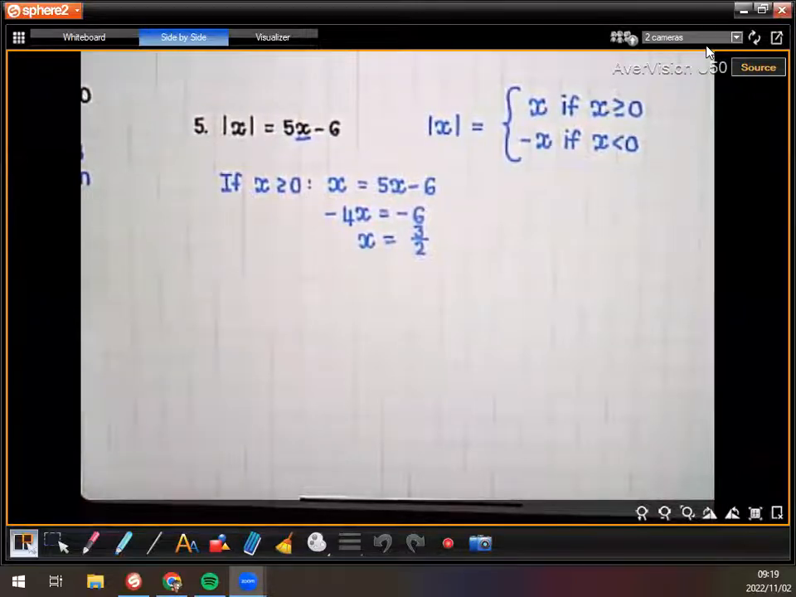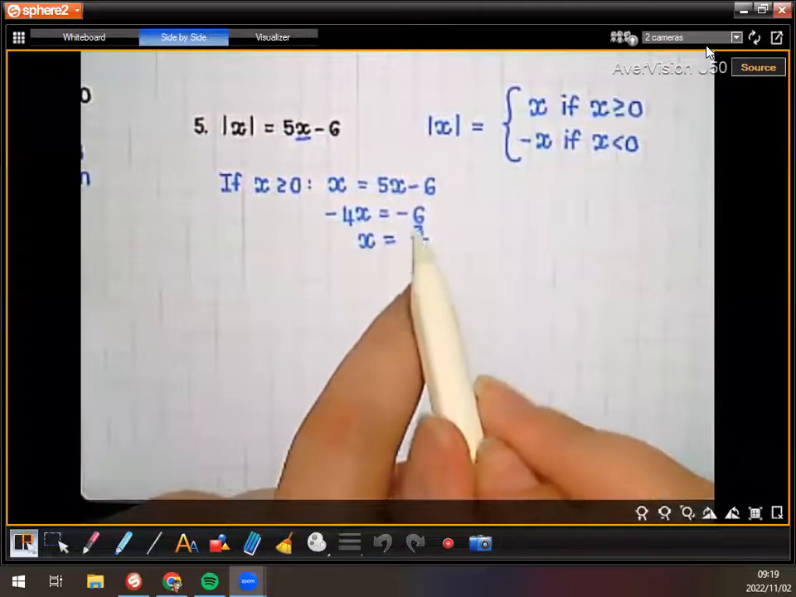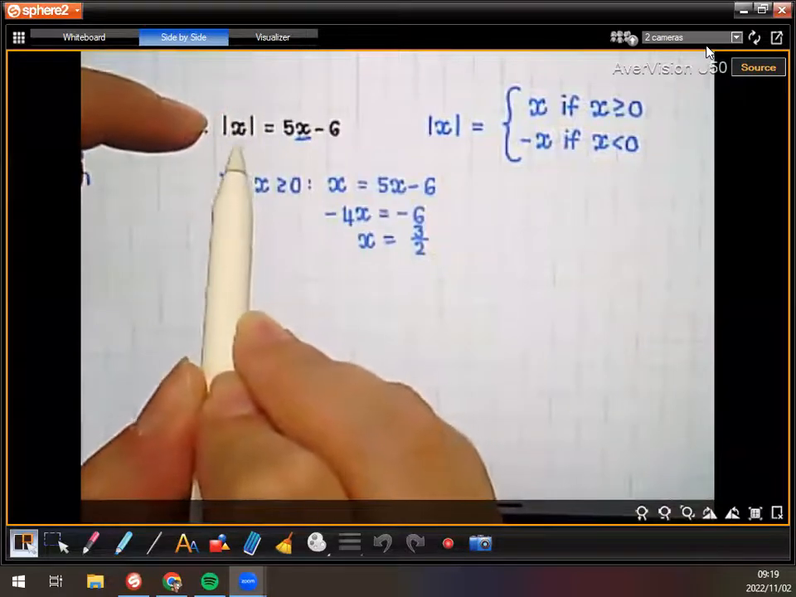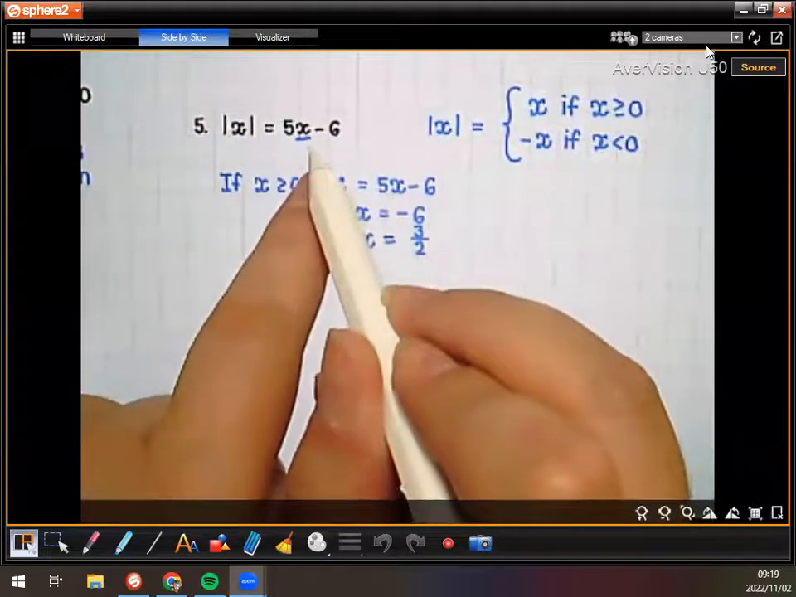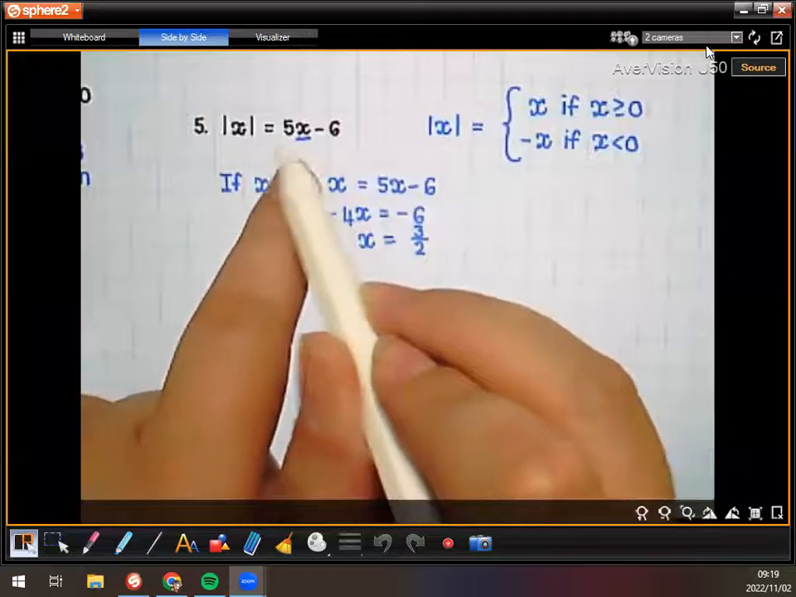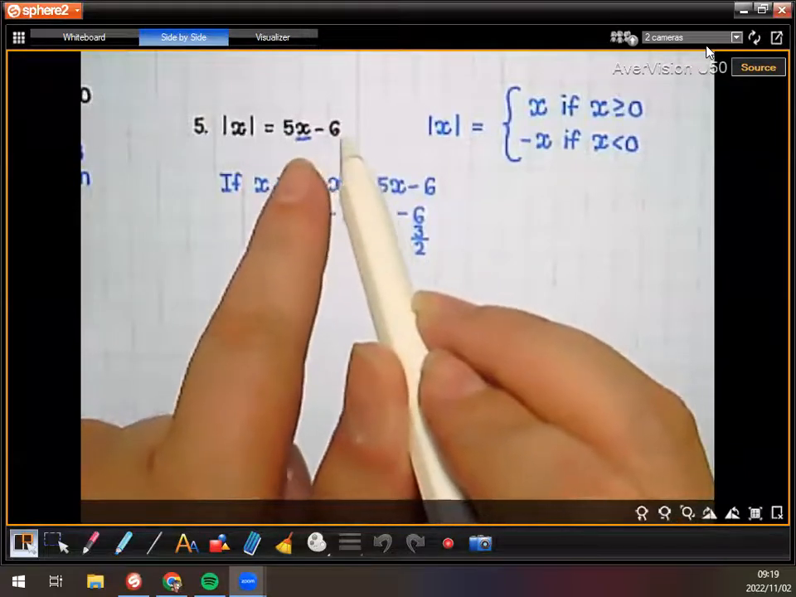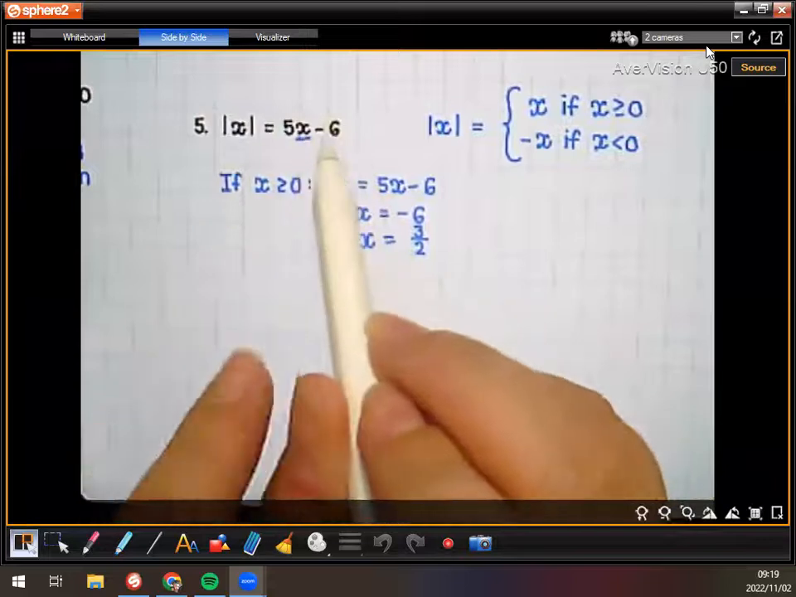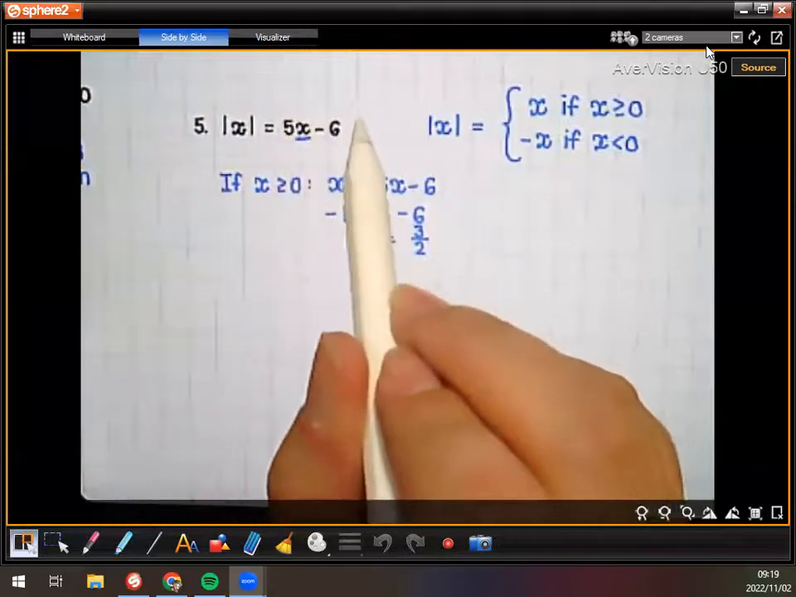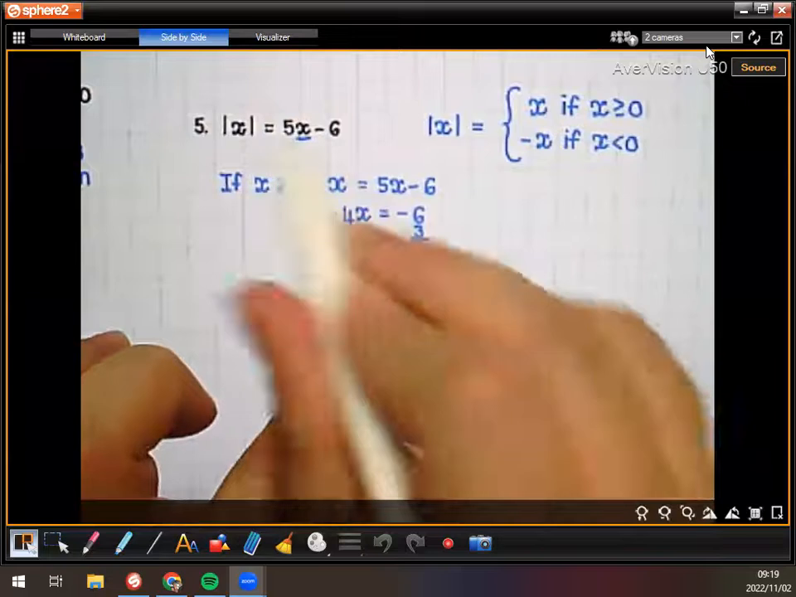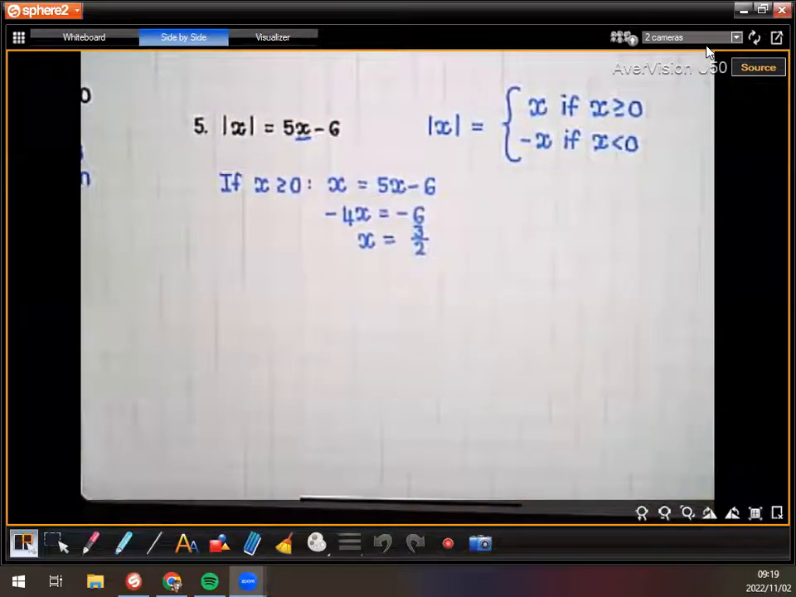Let's check if that works, guys. If x is 3 over 2, what is the absolute value of 3 over 2? It's 3 over 2. Let's plug 3 over 2 into this equation. 5 times 3 over 2 is 15 over 2, minus 6. 15 over 2 is 7.5, minus 6 is 1.5, which is 3 over 2. So we can sub that back in and we will see that it does actually work.